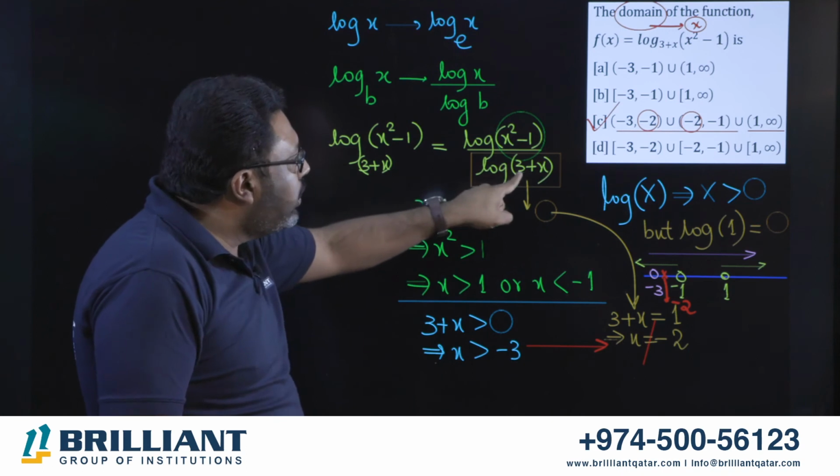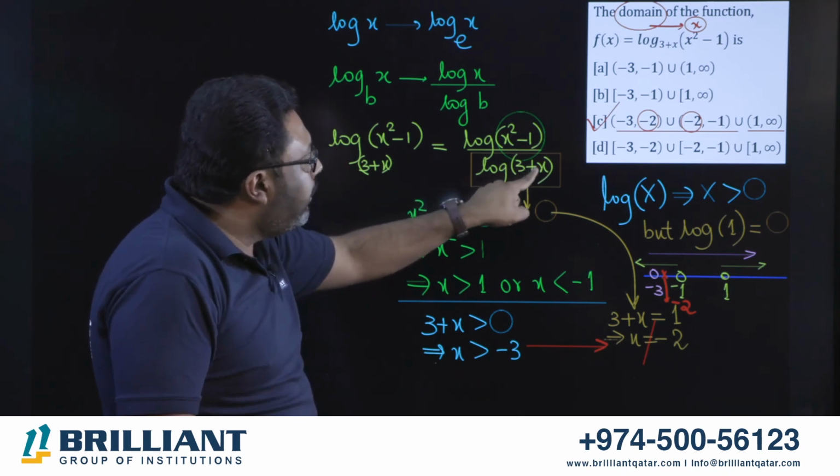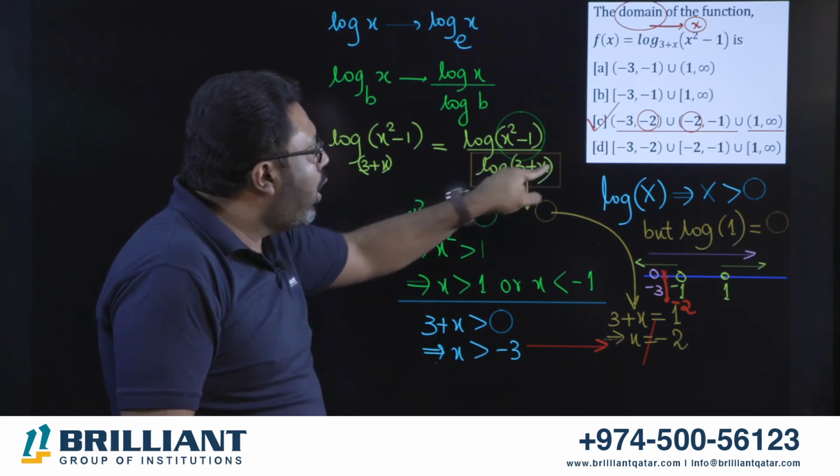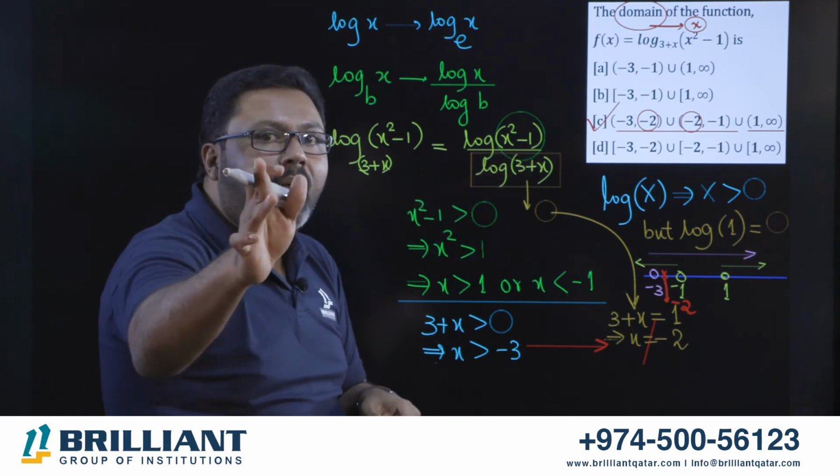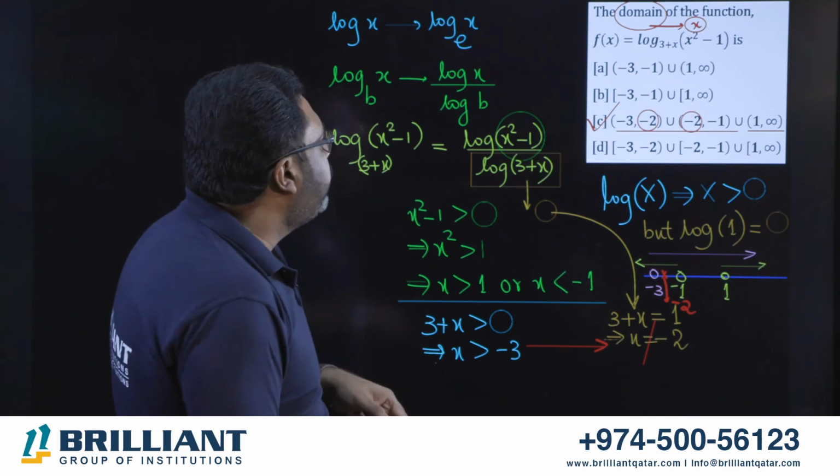Because if I put x is equal to minus 2 here, I will get 3 minus 2, which makes it 1, and log of 1 is 0. Denominator 0 means it's not defined. So I have to exclude minus 2 also.